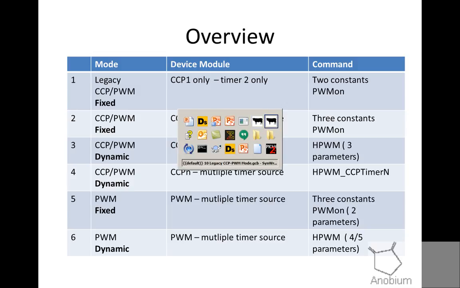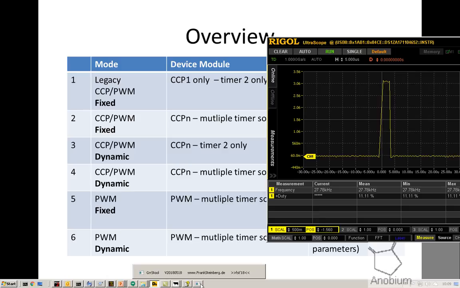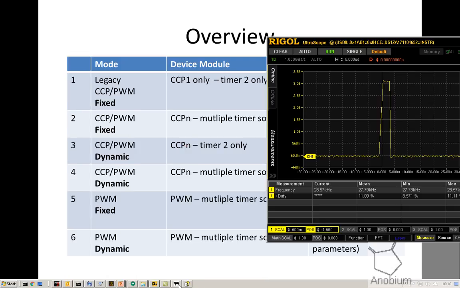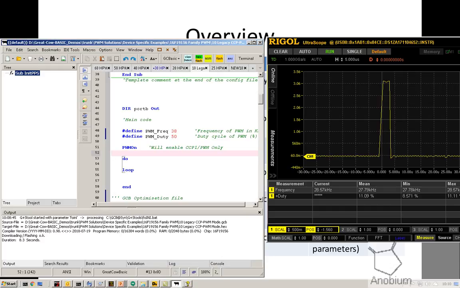So let me just show you what I've got. I've got my oscilloscope hooked up there, and I'm also going to have the Great Cow Basic editor, the IDE, here. So let's have a quick look through.